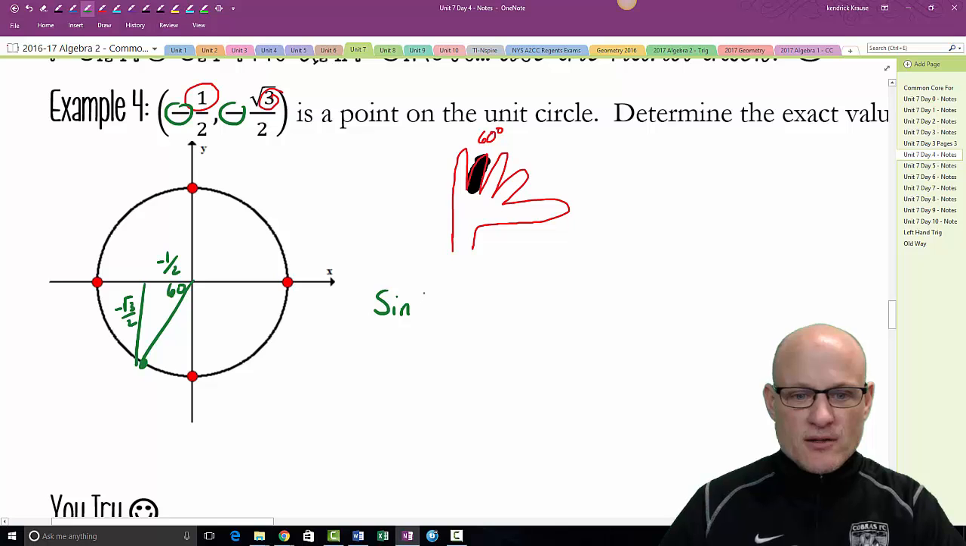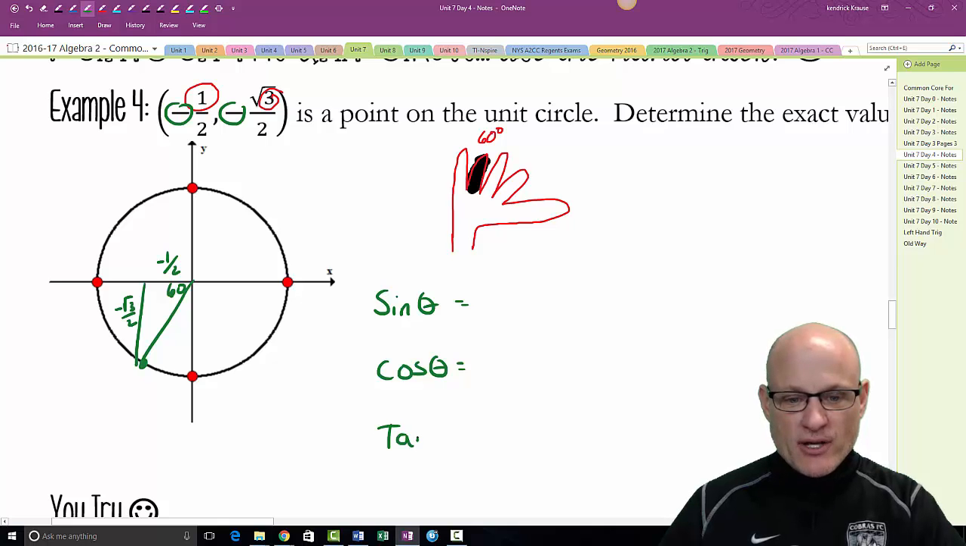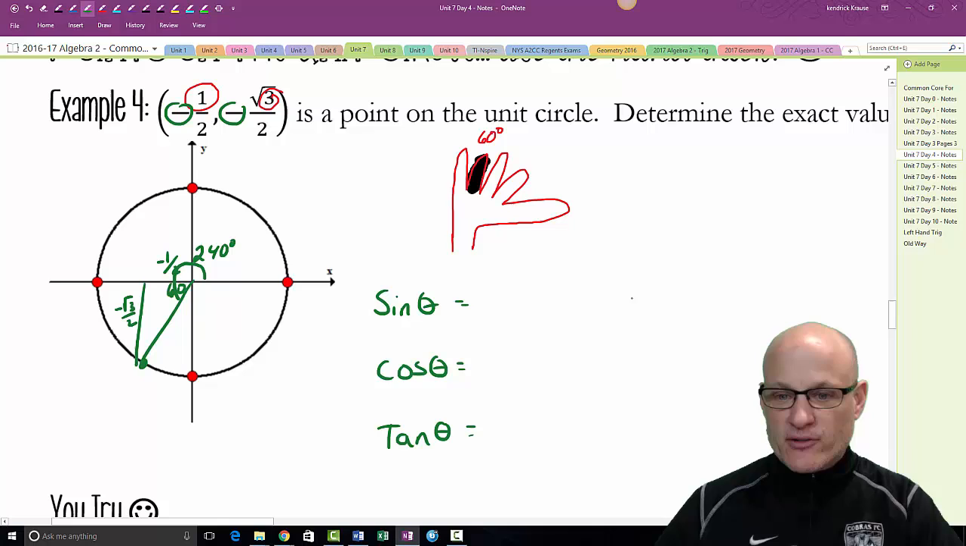Sine theta equals, cosine theta equals. I actually thought the question asked, and I apologize, what angle measure? What angle measure will we have? We'd have 240 degrees, so really what we're talking about is 240 degrees. What are we going to? Cosecant theta.